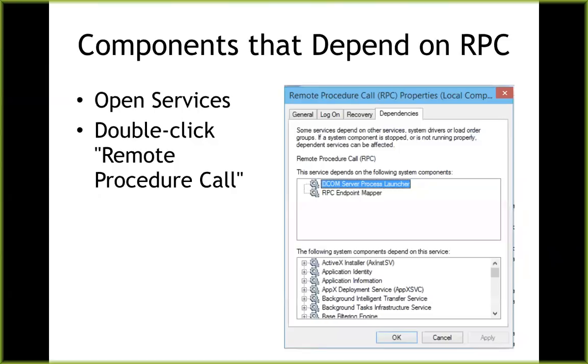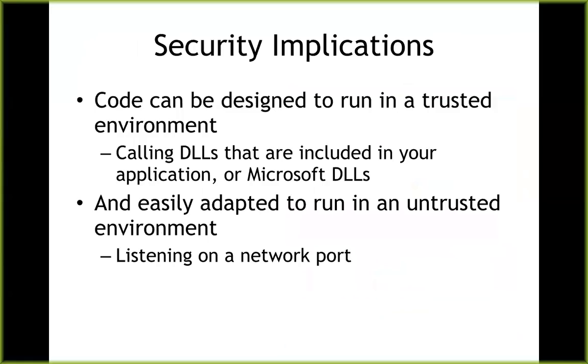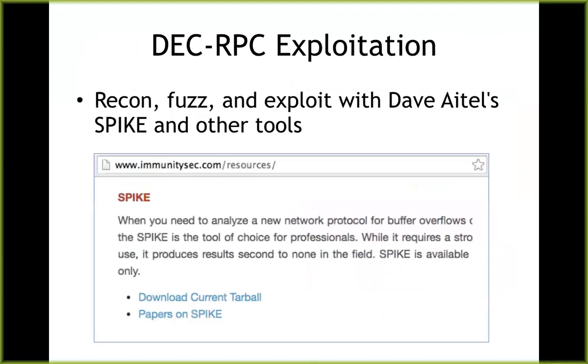So a lot of components depend on RPC. You can just go to Remote Procedure Call and see how many things do. Many, many parts of Windows require you to run RPC. You certainly have to run it on domain controllers and other Windows servers. And it is quite dangerous. And that's the point. Code was designed for one environment and reused in a much less trusted environment over a network. So there are a whole bunch of tools to fuzz, find vulnerabilities and exploit them, recon, fuzz, and so on. You can do this with Spike and other tools.